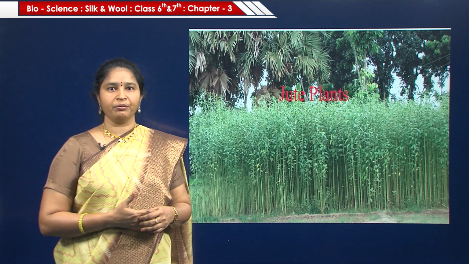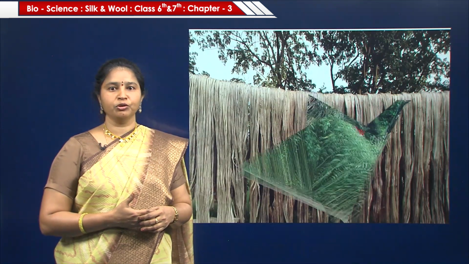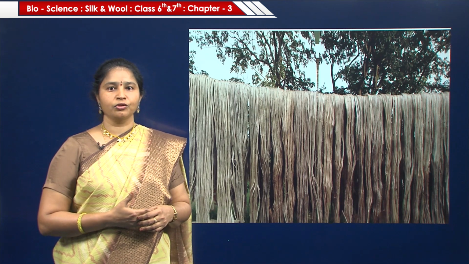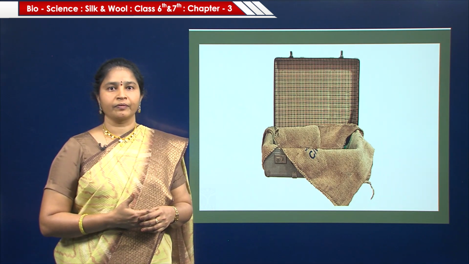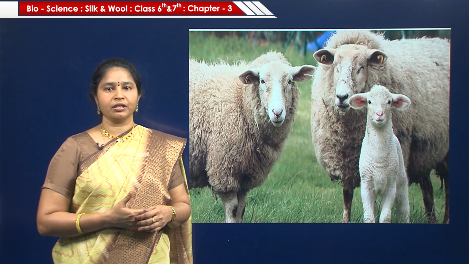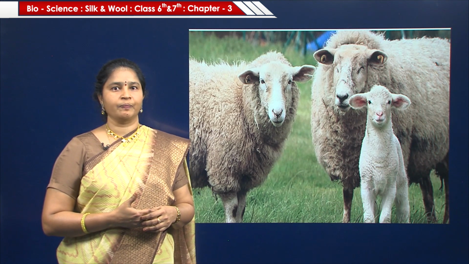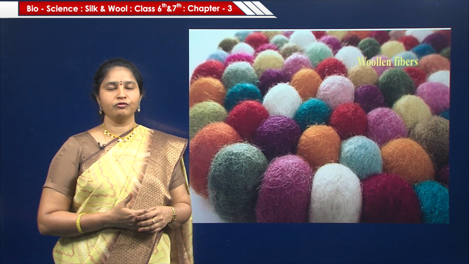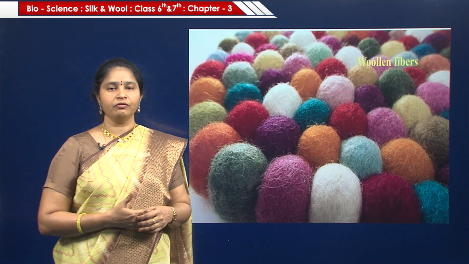One more natural fiber, that is jute. We get jute fibers from jute plants. These are the jute fibers. Jute fibers are useful for preparing gunny bags and various products. This is another natural fiber, that is wool. We get wool from sheep, goats and other animals. These are the woolen fibers. We prepare woolen fabric from the woolen fibers.